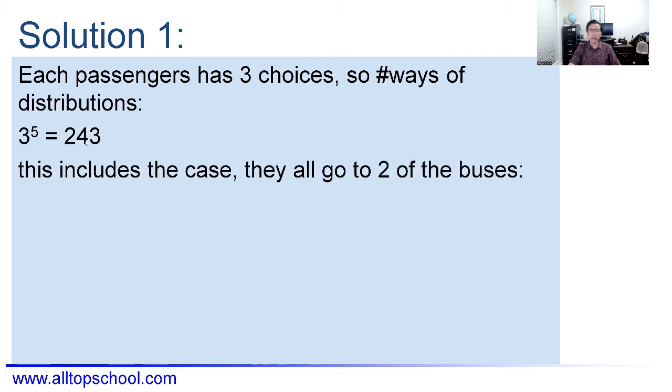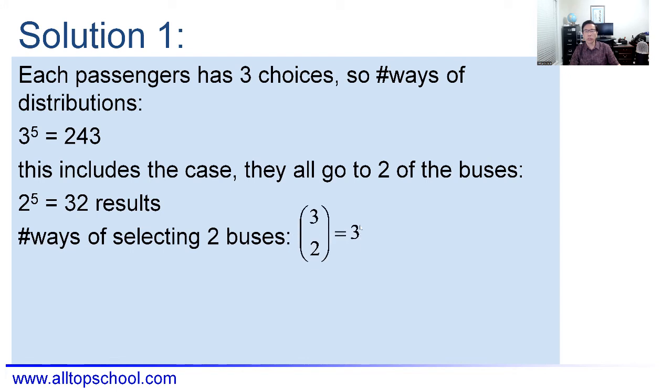But these include a case what? They all only go to 2 of the buses. So these are not actually qualified. We need to remove them, which is 2 choices for each of the passengers to go to the selected 2 buses. And for the 2 buses, we have 3 choose 2, which is 3 ways to select the 2 buses. So when all the passengers go to 2 of the buses, we'll have 2 to the 5th times 3 ways to distribute. Certainly we have the other case, maybe we just removed too much.